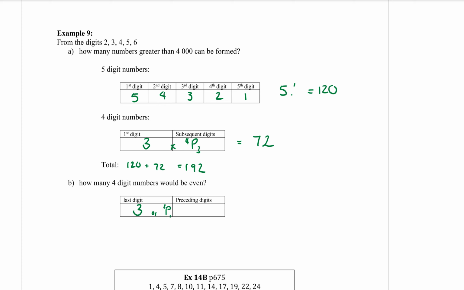You've got 3 things and you want to choose one of them to go in that last place. Then I still need to choose 3 other numbers and I have 4 left, right? So it's 4 things left and I need to choose 3 of them for the first, second, and third digits. When you times those together, that makes 72 again, because it was the same as the one above.